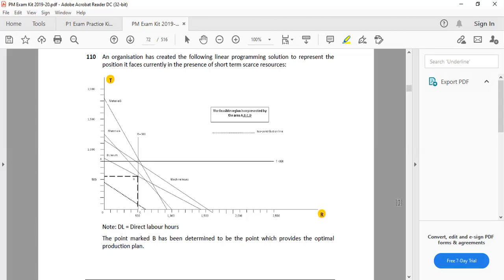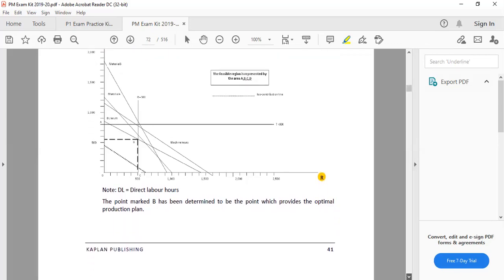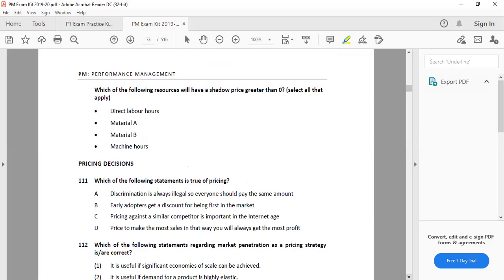After that, the many constraints which are given. So I'm just highlighting, I'll zoom it. The point marked B has been determined to be the point which provides the optimal production plan. Which of the following resources will have a shadow price greater than 0? Which constraint will have a shadow price? That's the question. So you have seen this question.